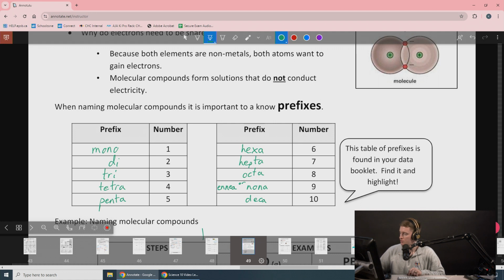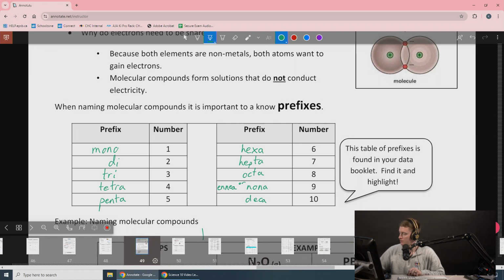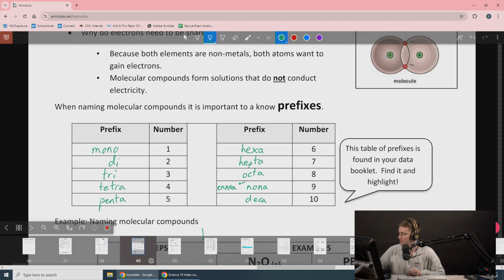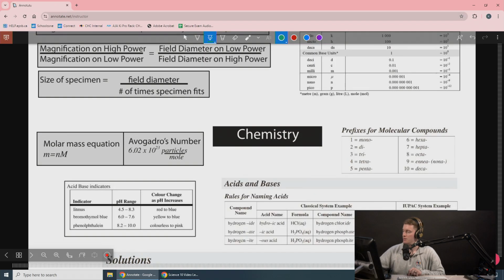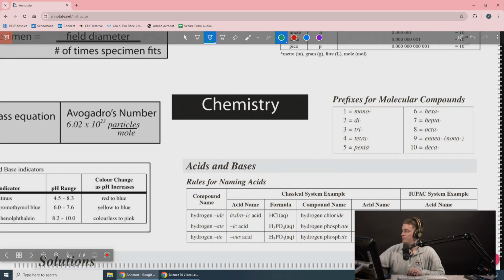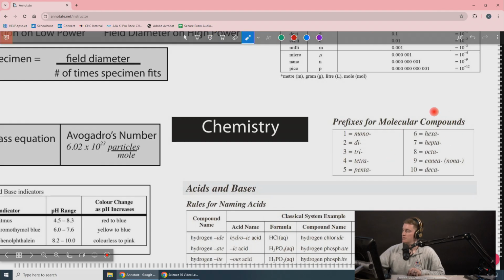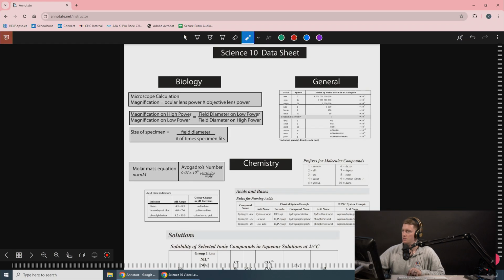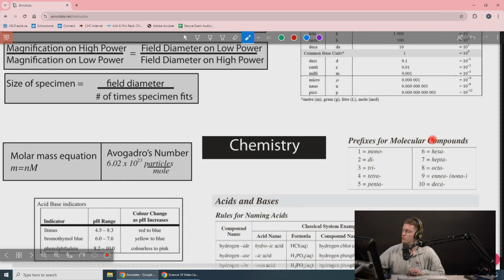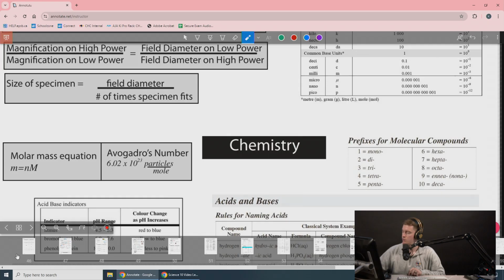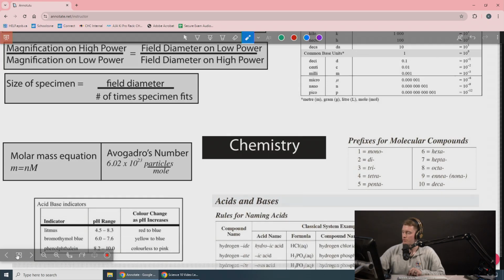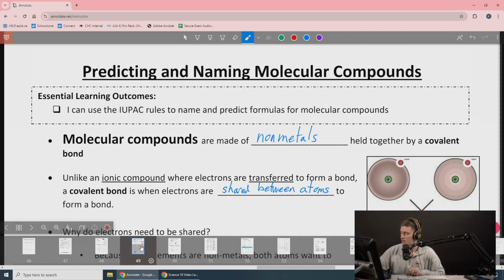I'm going to just quickly check to see if I have it loaded on here. I may or may not have it loaded. This is the front page. Here we go. Perfect. This is what your Science 10 front page data sheet looks like. And here are your prefixes for molecular compounds. So we've got both ennea and nona on there for 9, as well as our other prefixes. So you don't need to memorize these. These are given to you on your data sheet. So make sure that you know where to find them. Just going to get back to where we were.